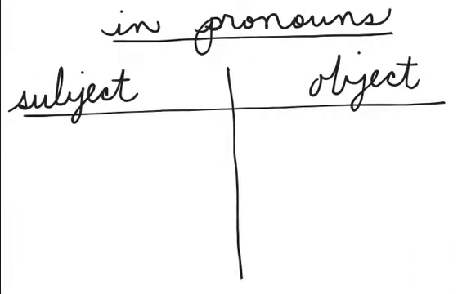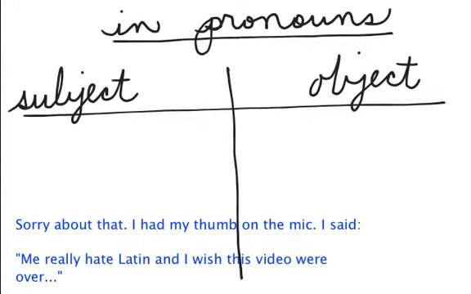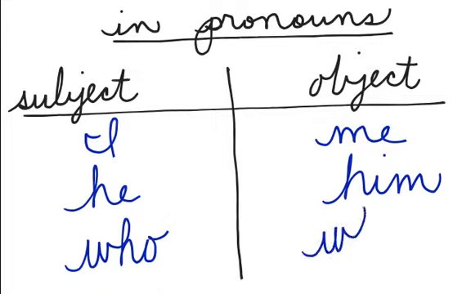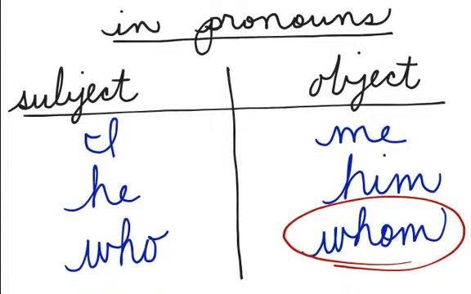The last example I want to show you of English inflection is in pronouns. The difference between pronouns we use as the subject of a sentence and pronouns that we use as an object. We consider it baby talk to say like, me go to the store, or me really hate Latin and I wish this video would end. But the reason it sounds like baby talk is because when you use the word me as the subject of the sentence, you're using the wrong inflection. And now that you know how this works, you are going to be one of those awesome people who starts using the pronoun whom correctly.